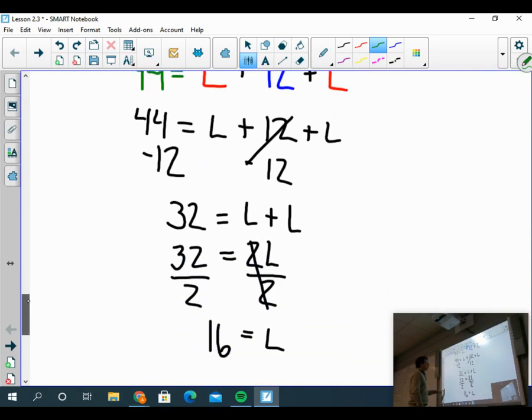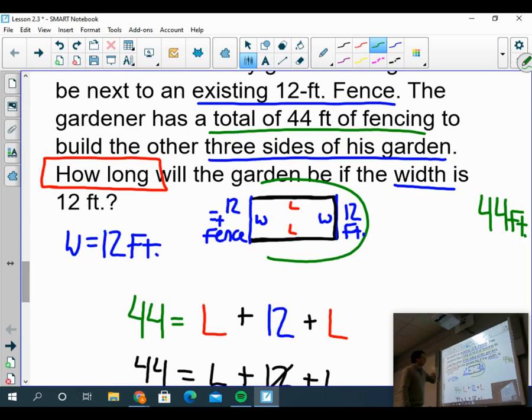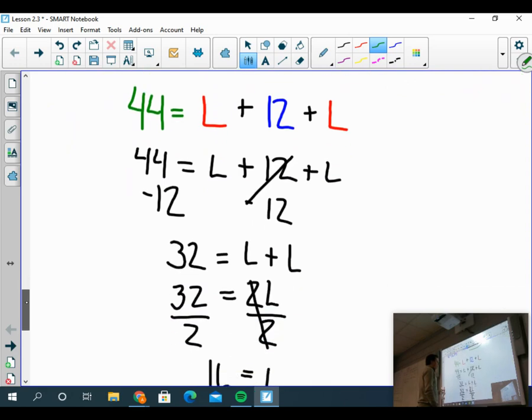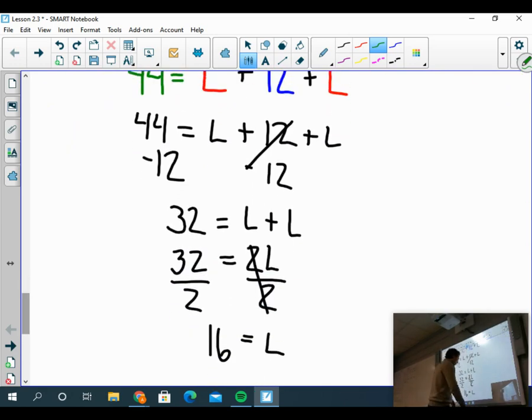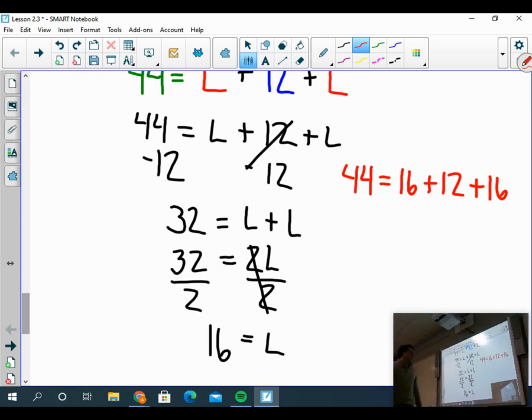You go, how am I going to check my work here? Well, see if your answer makes sense, right? We had 44 feet of fencing. We have the width as 12 feet. Therefore, the length we're saying is 16 feet. Let's see if that makes sense. How do I know if it makes sense? Well, if I only have 44 feet of fencing, and the length is being made up twice, plug 16 back in. See if indeed, when we have a length of 16, this meets the specs we're looking for.